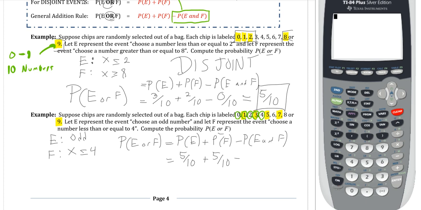Now we consider how many numbers are simultaneously odd while also being less than or equal to 4. Well, looking at how I highlighted and shaded, I noticed that there are 2 numbers that share both of these. There's the number 1 and the number 3. 1 and 3 are both odd while also being less than or equal to 4. So there are 2 numbers that satisfy both qualities out of 10.